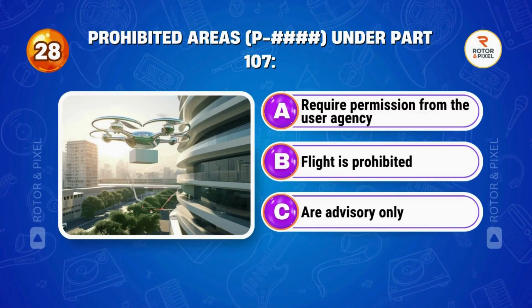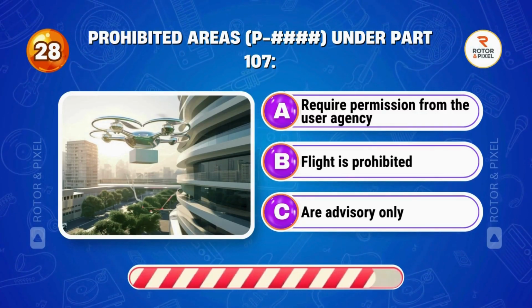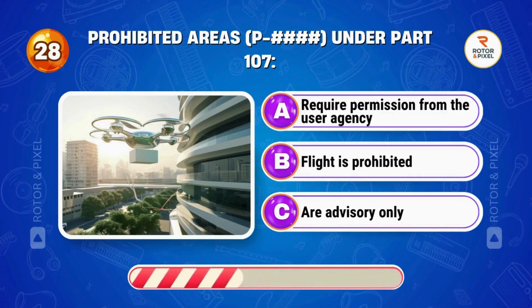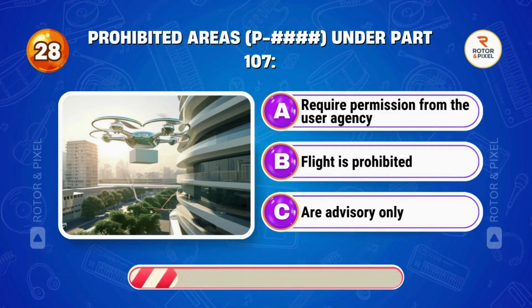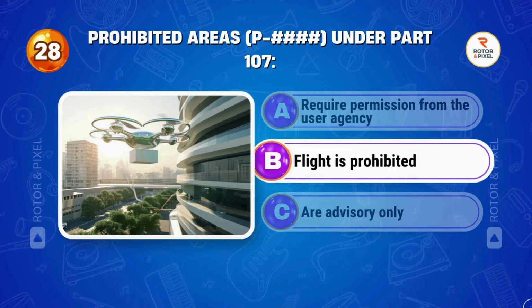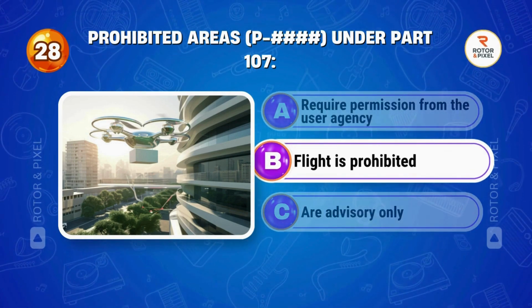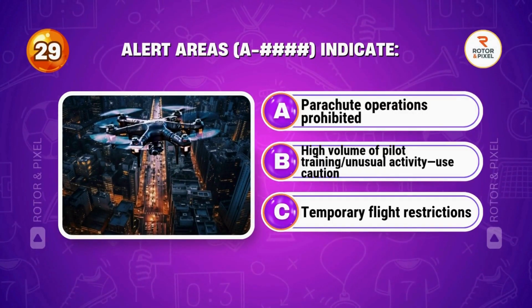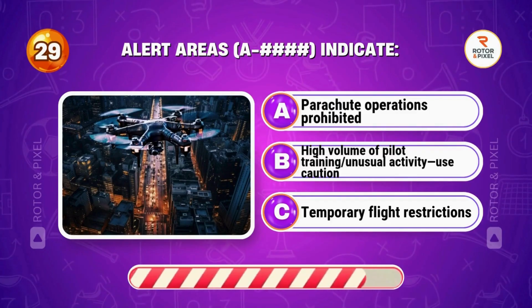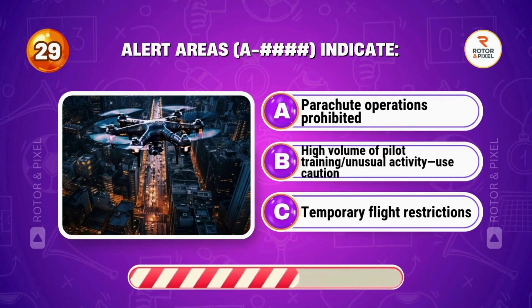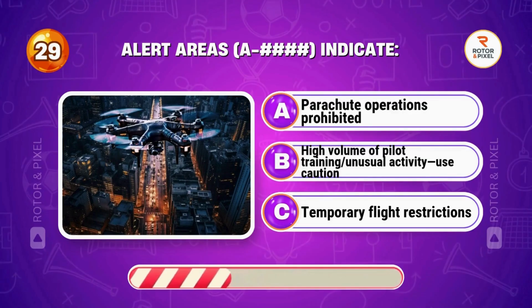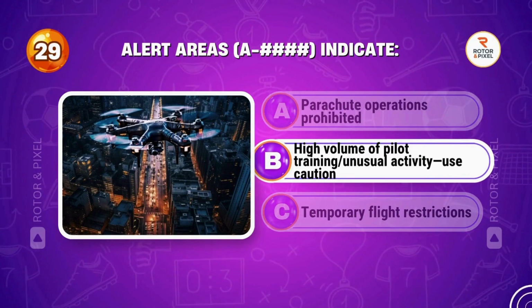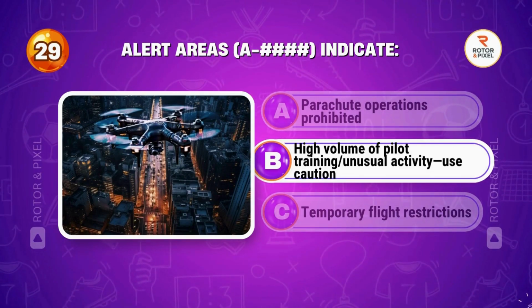Prohibited areas under Part 107. Answer B, flight is prohibited. Alert areas indicate Answer B, high volume of pilot training or unusual activity.